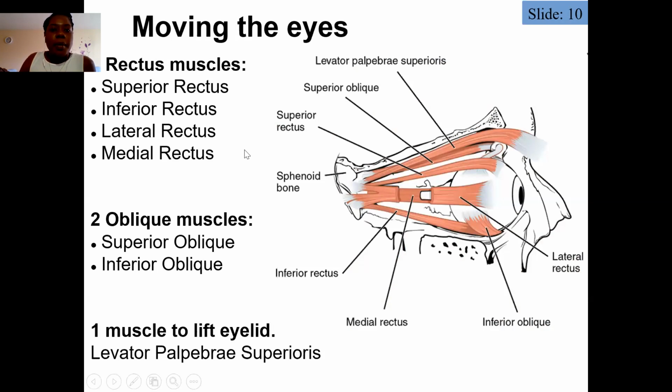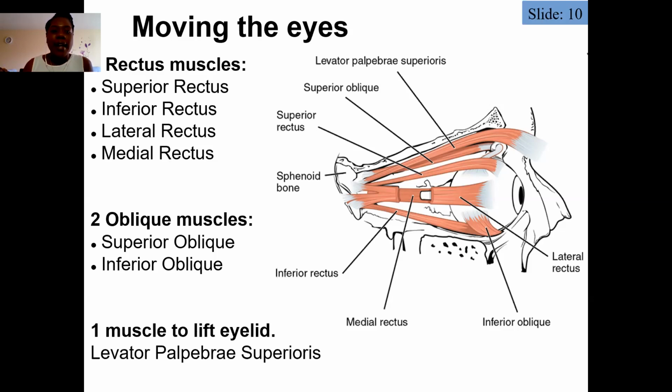Let's move on now to speak about the muscles of the eye. So these are the main important muscles that actually move the eyeball. And as you would imagine, movement of the eyeball is really important for us to observe the world around us, to take in sensory information. And this happens via 7 important muscles.